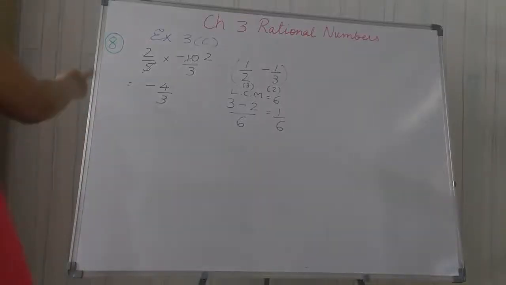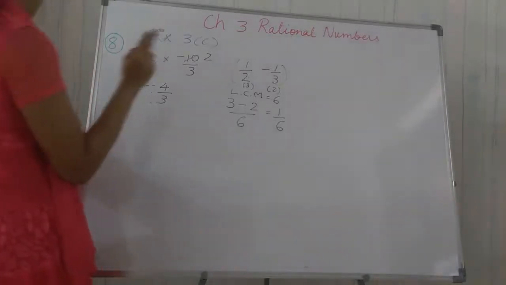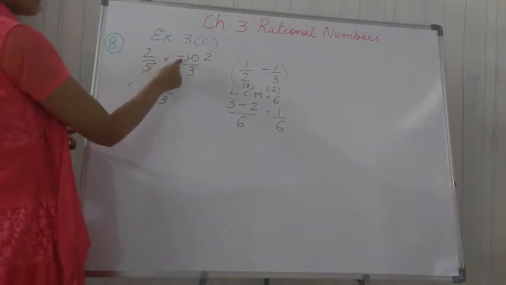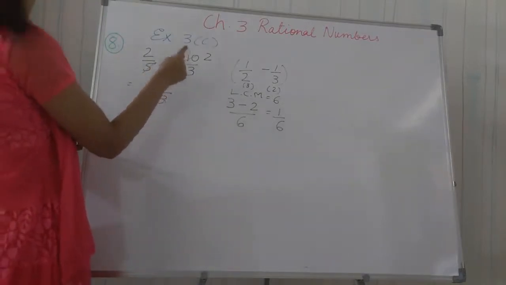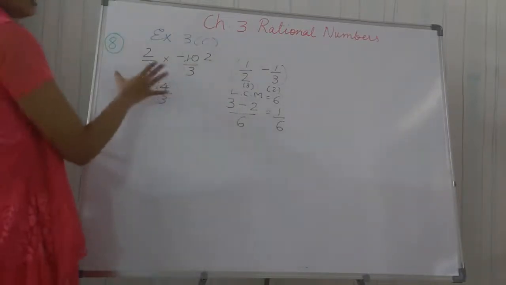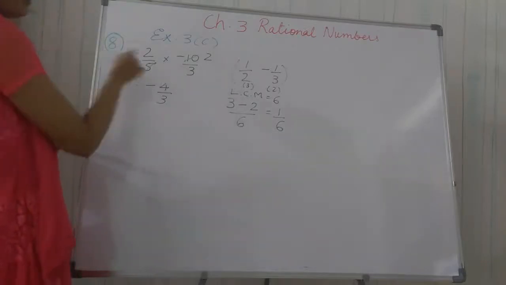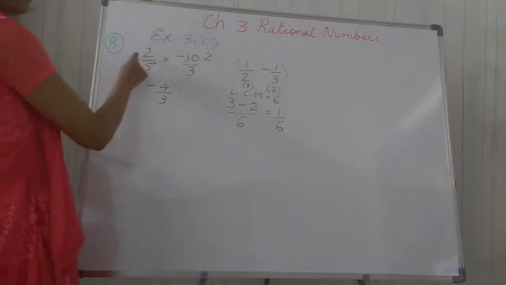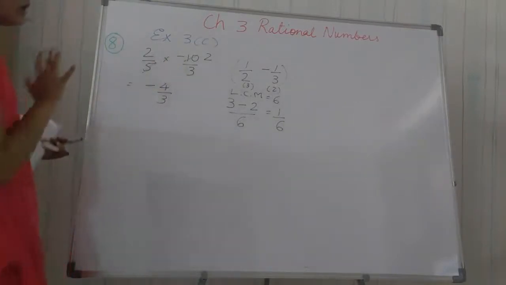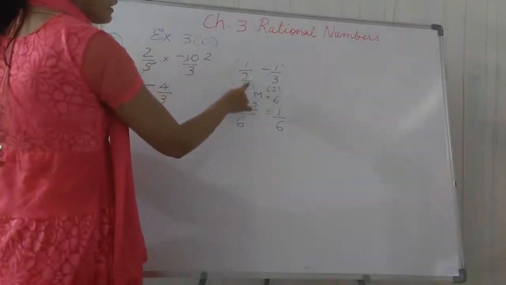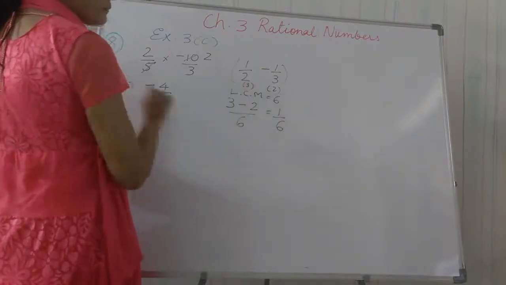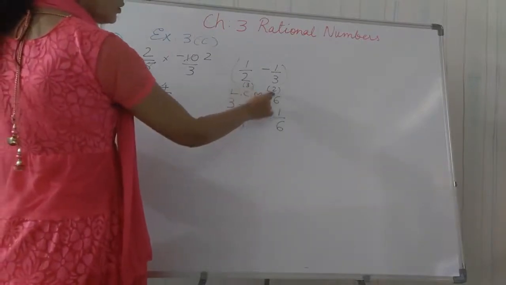Let us start question number 8. The question is divide the reciprocal of 2 by 5 multiplied by minus 10 by 3 by 1 by 2 minus 1 by 3. So first of all we have to solve this multiplication. For that 5 2s are 10 and 2 2s are 4, minus 4 by 3. I have solved this multiplication. Then this is the bracket we are given, that also I have solved by taking its LCM. So 3 multiplied here and 2 here.